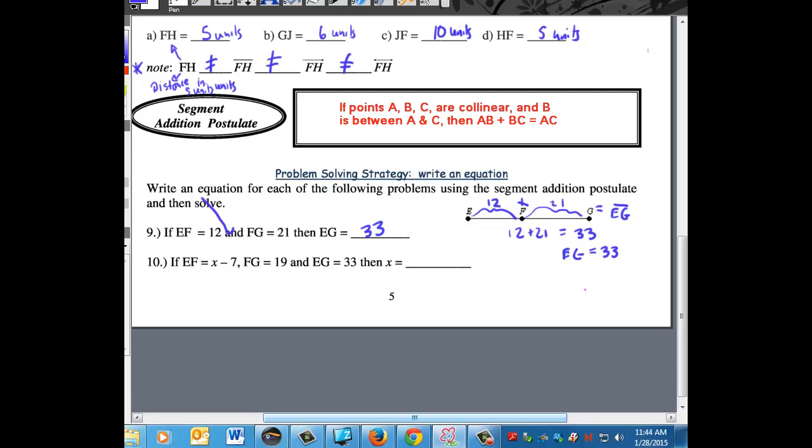Alright, and then next we have EF is x minus 7. So instead of 12, sometimes we'll use algebra. So let's change this. We now have x minus 7, and then FG we're told is 19. So x minus 7 plus 19 equals, and then EG is going to be 33. And so I plug in 33 there. And then same type of problem. x plus 12 equals 33. Minus 12 on each side. x equals 21. So we get 21 there.